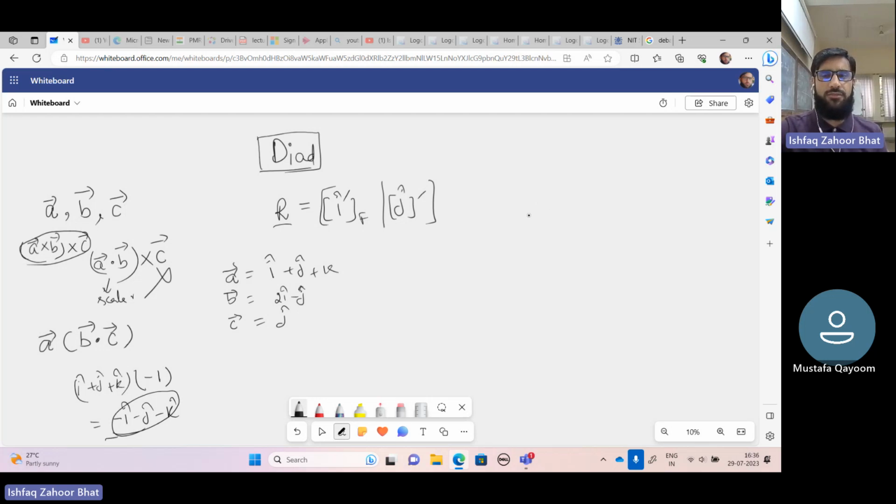I will define some notion, and I will put this A and B side by side, and I will call this a dyad. What is this? Can you repeat, sir, what you say that I can take this side by side? I am saying that I put these A and B vectors side by side. Okay.